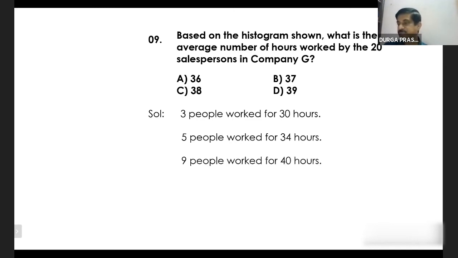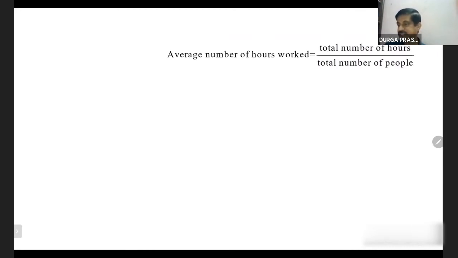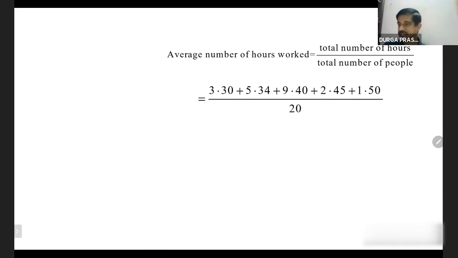So you see, 3 people work for 30 hours a day, 5 people work for 34 hours a day, 9 people work for 40 hours a day, 2 people work for 45 hours a day, and 1 person works for 50 hours a day. So I should take the weighted average: 3 into 30 plus 5 into 34 plus 9 into 40 plus 2 into 45 plus 1 into 50, divided by 20. That is the weighted average. So you are getting 760 by 20, that is 38. So the option is C.